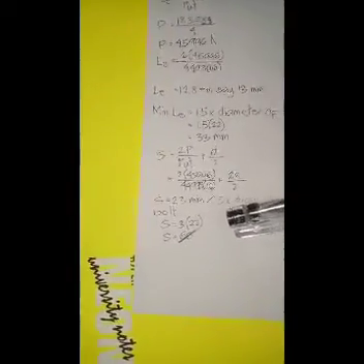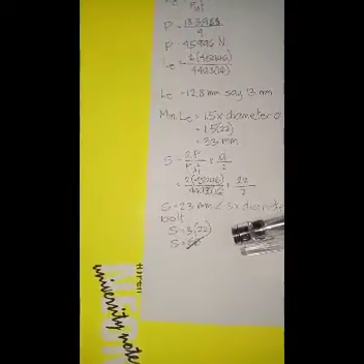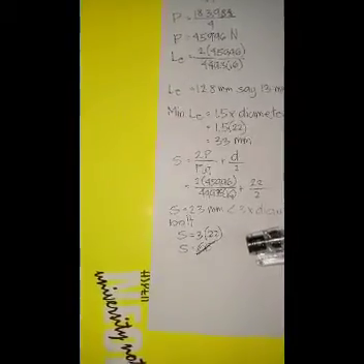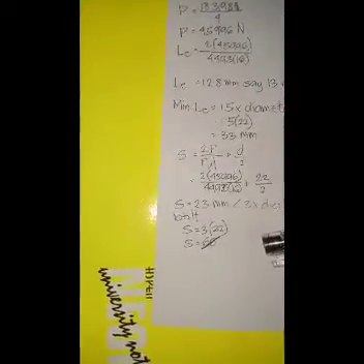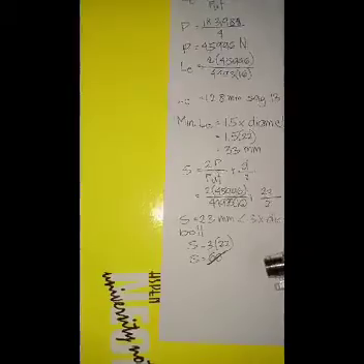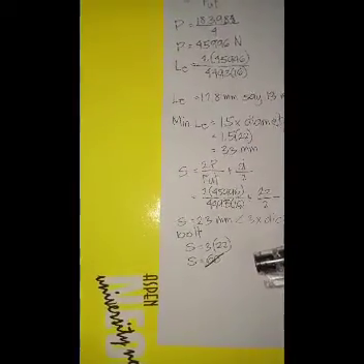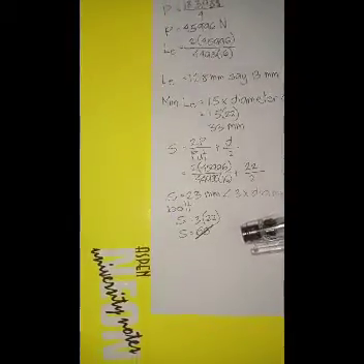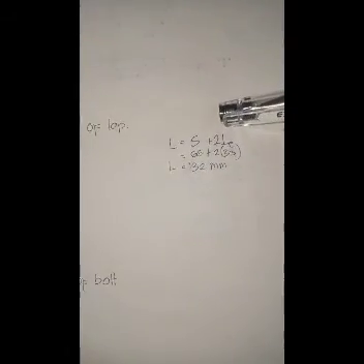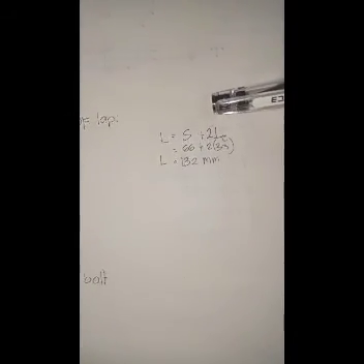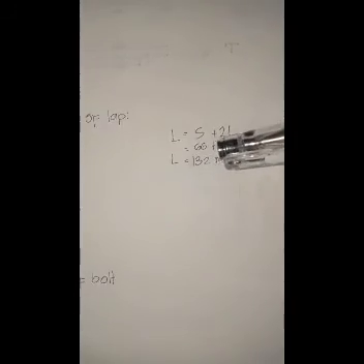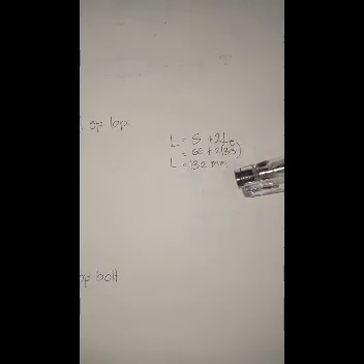So to get the length of lap, S is equal to 3 times 22, which is 66. Then we substitute to get the length. L is equal to S plus 2 times L sub e. Then our length will be 132 mm. That's all.